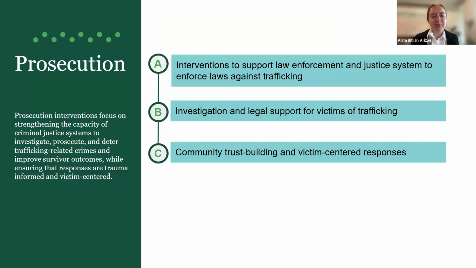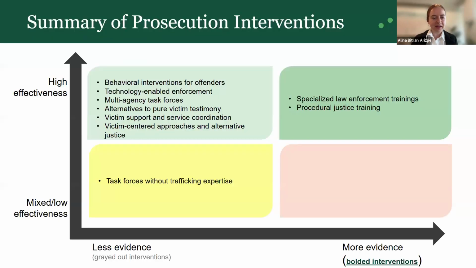So here we have three main buckets of interventions that we're looking at in our research and learning agenda. First, interventions to support law enforcement and justice system to enforce laws against trafficking. Next, investigation and legal support for victims of trafficking. And third, community trust building and victim-centered responses. So I will go through each of these and say where the evidence is for each of these buckets.